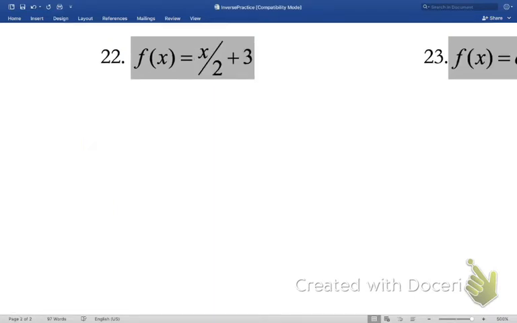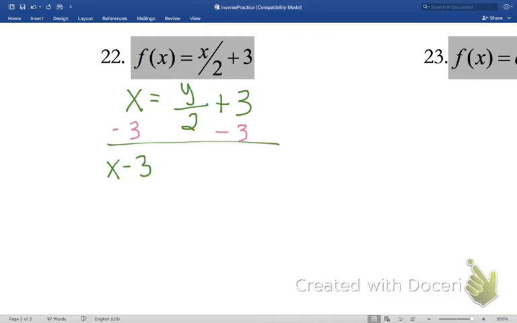Number 22. Most people think that this is irrational because it has a fraction. But actually, it's linear because notice the variables are all in the numerator or on top. So I switch my x and my y. Notice the 3 is outside of any fraction, so I'm going to subtract that 3 and move it to the other side. So I get x minus 3 equals y divided by 2.